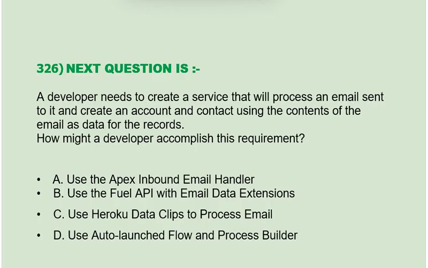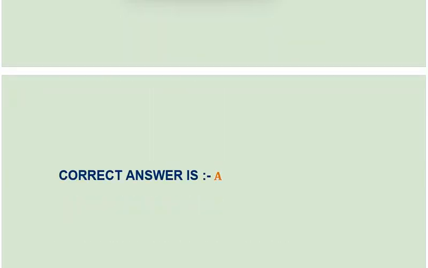Question is, a developer needs to create a service that will process an email sent to it and create an account and contact using the contents of the email as data for the records. How might a developer accomplish this requirement? Option A, use the Apex inbound email handler. Option B, use the Fuel API with email data extensions. Option C, use Heroku Data Clips to process email. Option D, use autolaunched flow and Process Builder. Correct answer is option A.